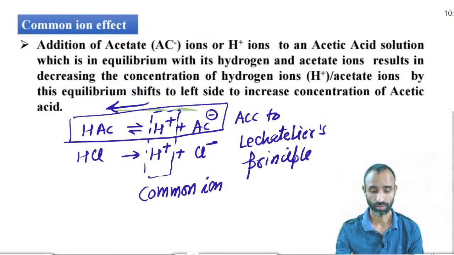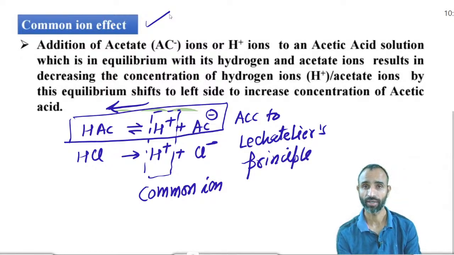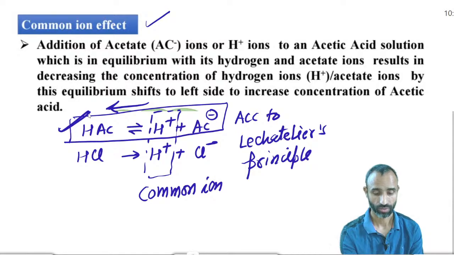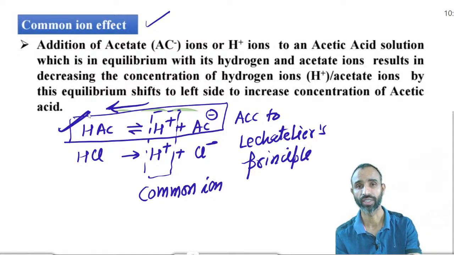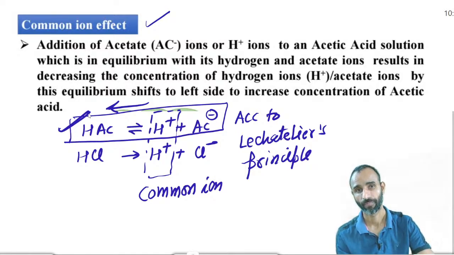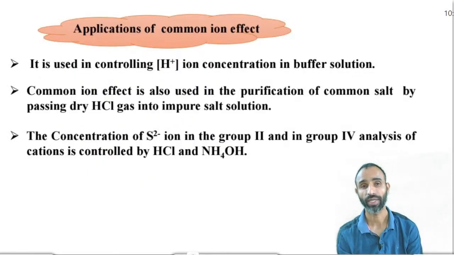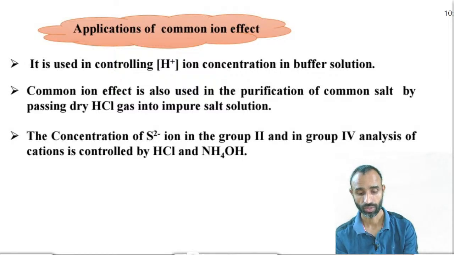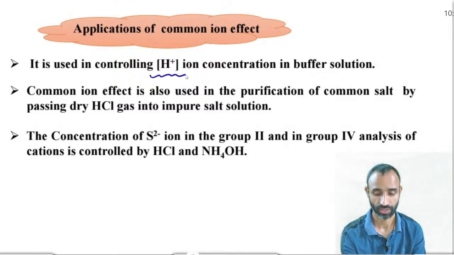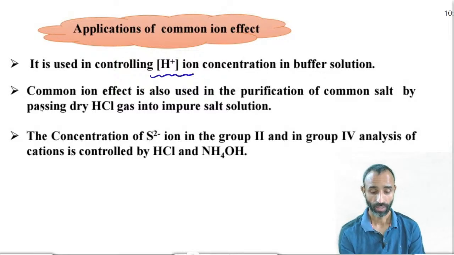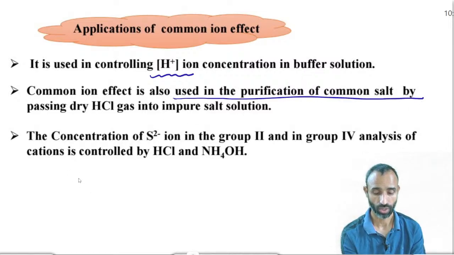But if we add a common ion, then acidic strength further decreases. It is suppressed because of the presence of the common ion. So what are the applications? It is used in controlling H+ ion concentration in buffer solution. So we will study it in detail in buffer solutions. Common ion effect is used in the purification of common salt.